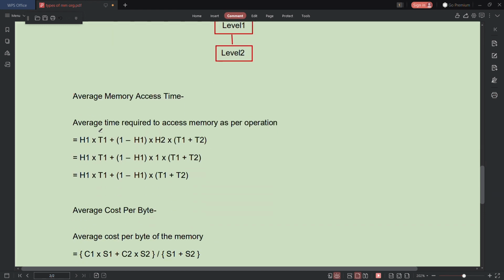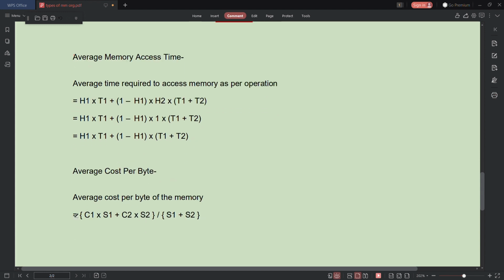Average memory access time can be calculated using this formula H1 cross T1 plus 1 minus H1 cross H2 cross T1 plus T2. This formula is quite similar to that of simultaneous access of memory organization except this thing T1 plus T2. And again H2 will be equal to 1 because hit ratio for last level is always equal to 1. So the above formula can be written as H1 cross T1 plus 1 minus H1 cross T1 plus T2.